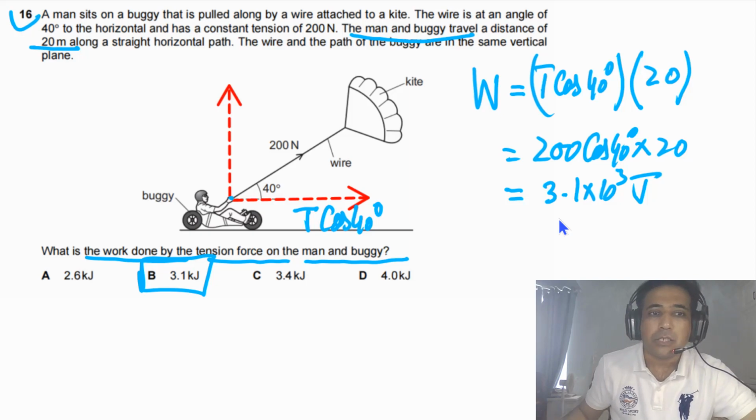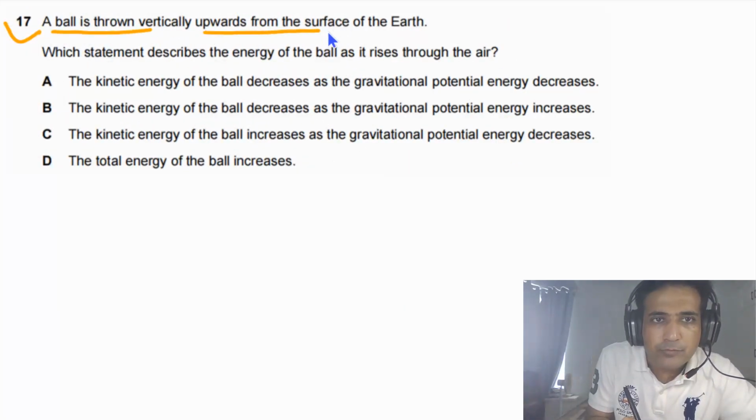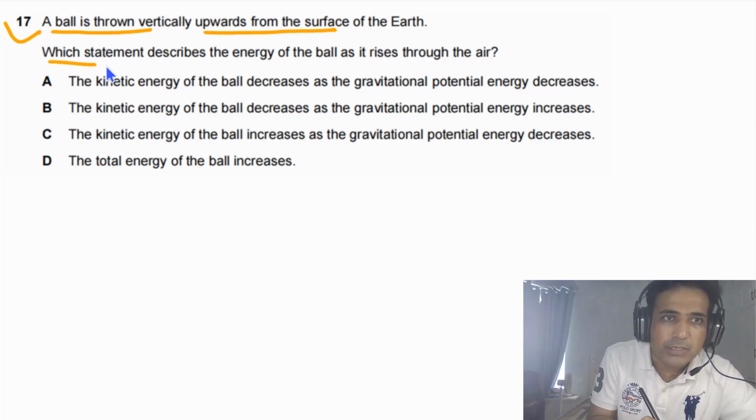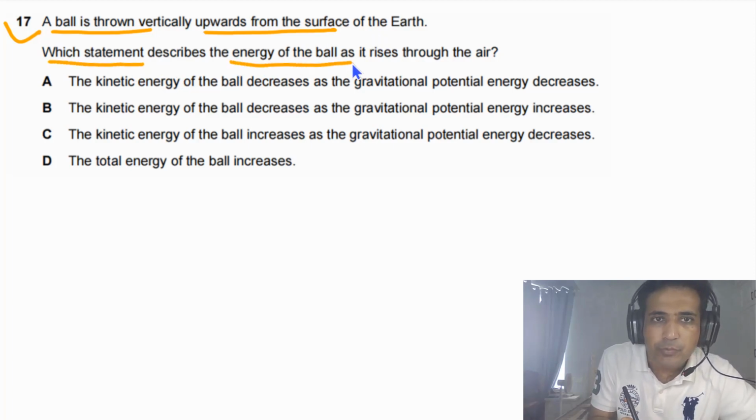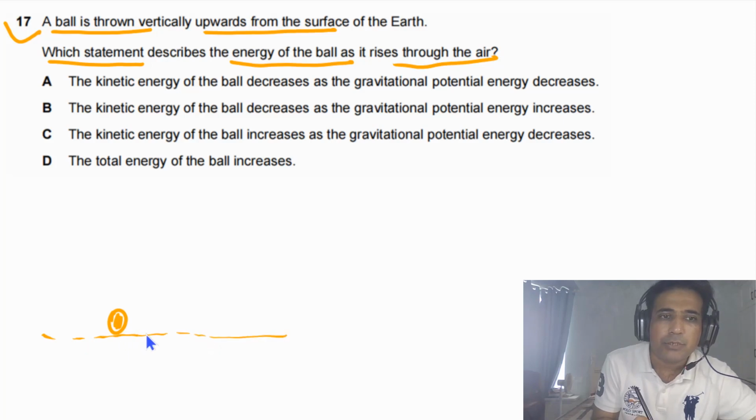So that's the key concept. Question 17 says a ball is thrown vertically upwards from the surface of the earth. Which statement describes the energy of the ball as it rises through the air? So in this case, simply we have a ball. You can imagine we have a ball here. We can also imagine it is placed on the ground.